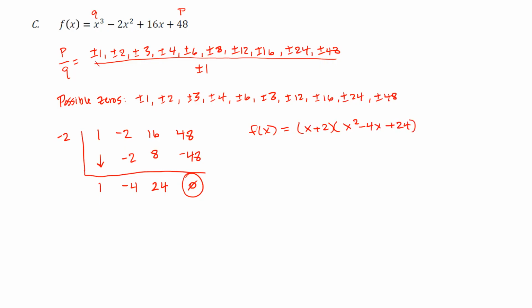Now we need to write this quadratic in factored form so that f of x is completely factored. There isn't any value that multiplies to get 24 and adds to get -4. So we then need to use the quadratic formula. So when we set our factors equal to 0, they will then give us the zeros for f of x. So to find x, we're going to use the quadratic formula.